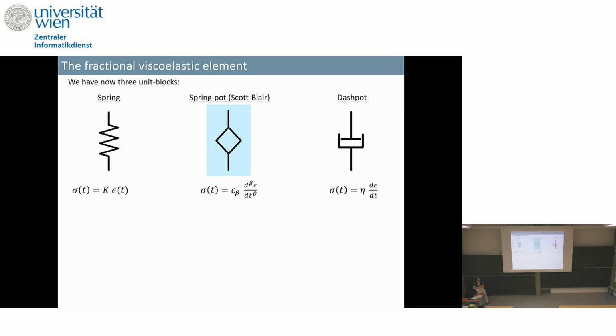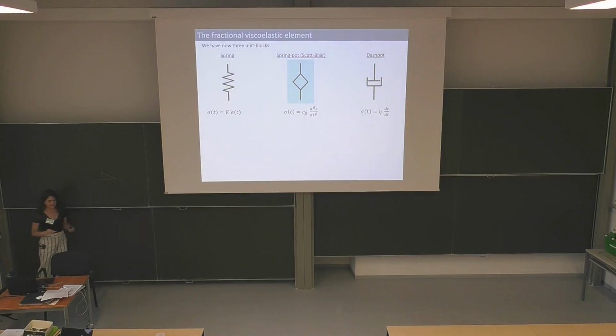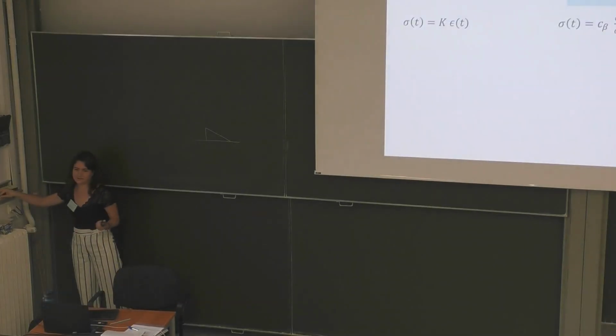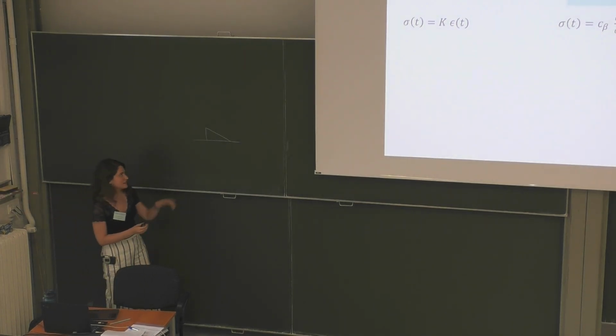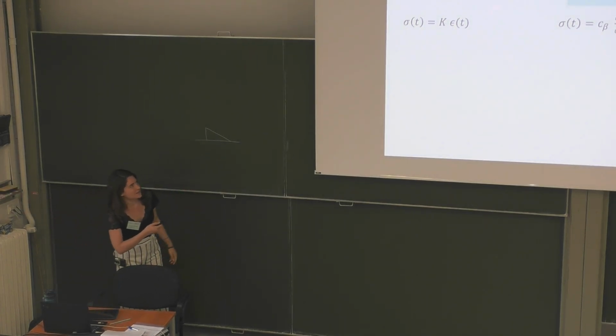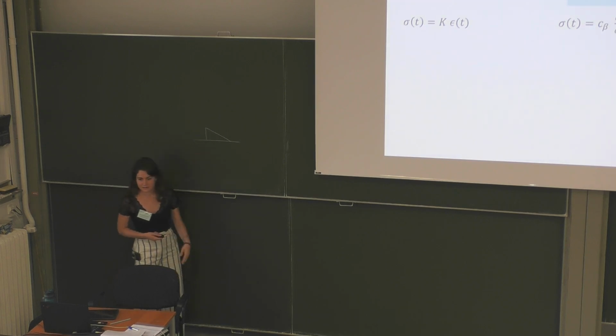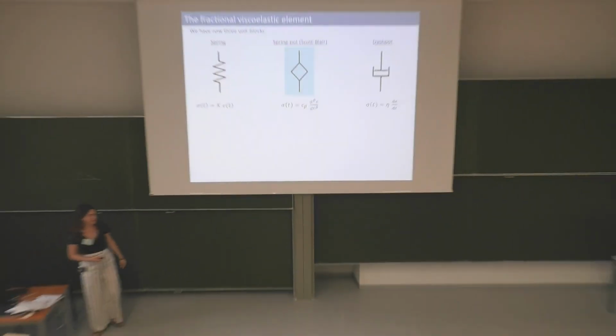Actually, yesterday, if you remember, Mehdi already showed you this element with a different shape. He showed these elements in one of his slides. This is a triangle. That's the springpot. So these are the two representations you can find in the literature. I draw it as a rhomboid, but you can also find it as a triangle. It's still the same.